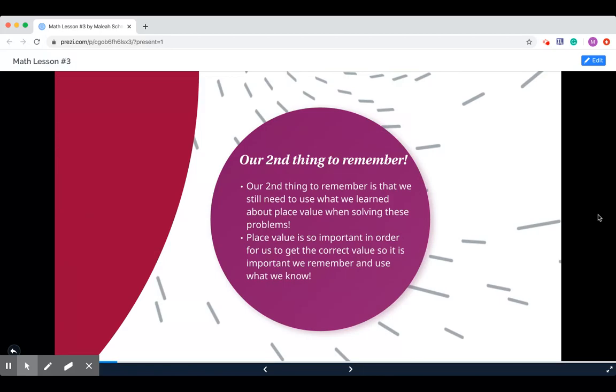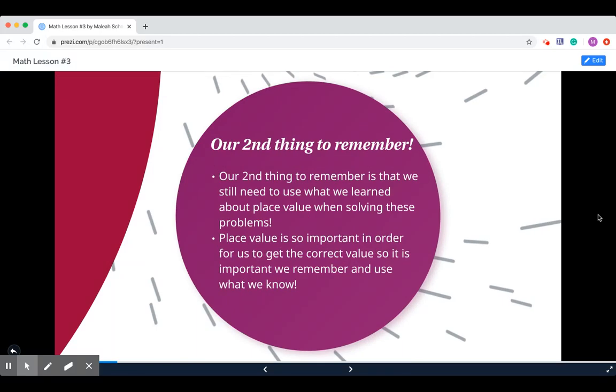The second thing for us to remember is that we still need to use what we have learned about place value when solving these problems. Place value is so important in order for us to get the value correct, so it's important to remember and use what we know and have learned.